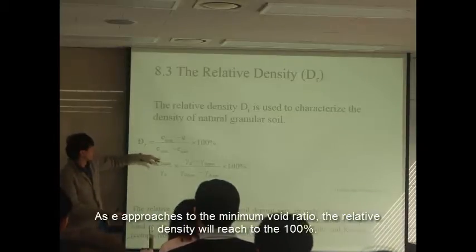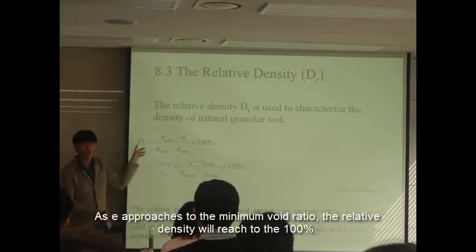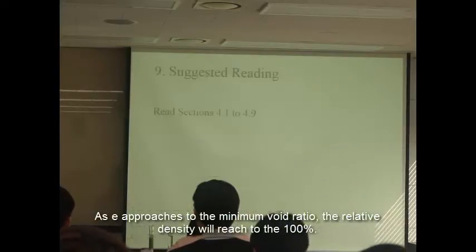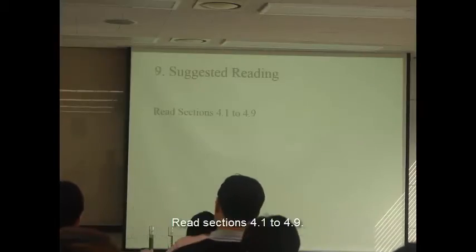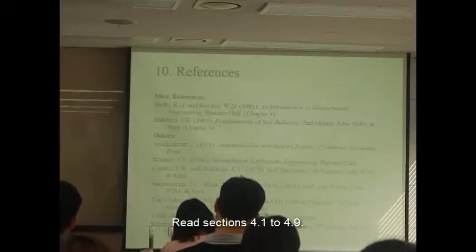As e approaches the minimum void ratio, the relative density approaches 100%. So a higher value indicates the soil is well compacted. Okay, I think that's it. Any questions? Please read the sections of the textbook, 1.1 to 1.9.